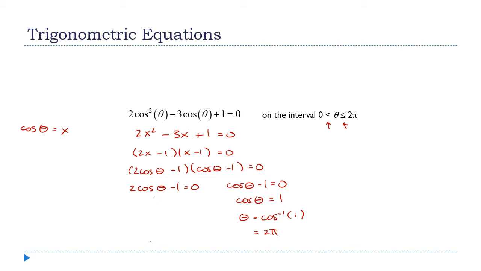Now let's do the other one. 2 cosine theta equals 1, so cosine theta equals 1/2. Theta equals the inverse cosine of 1/2. So what is theta? Theta is going to be pi over 6.